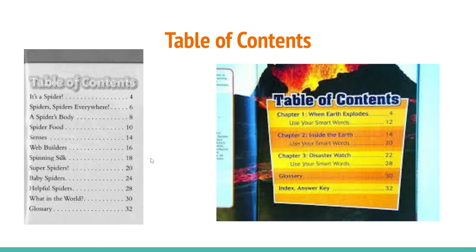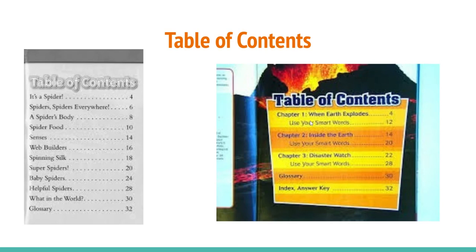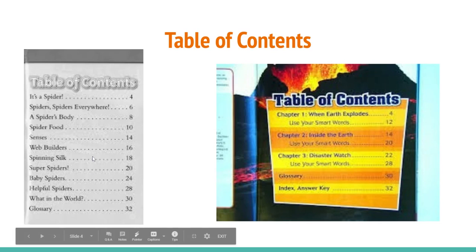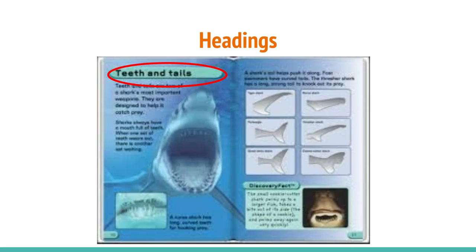come from eggs. And then we can also look at this other example of a table of contents from a book about volcanoes. The first chapter is called When Earth Explodes. So it would probably be talking about volcanoes erupting. So we can look at the different sections in the table of contents to figure out which part of the book we might want to go to, depending on what we want to read about.